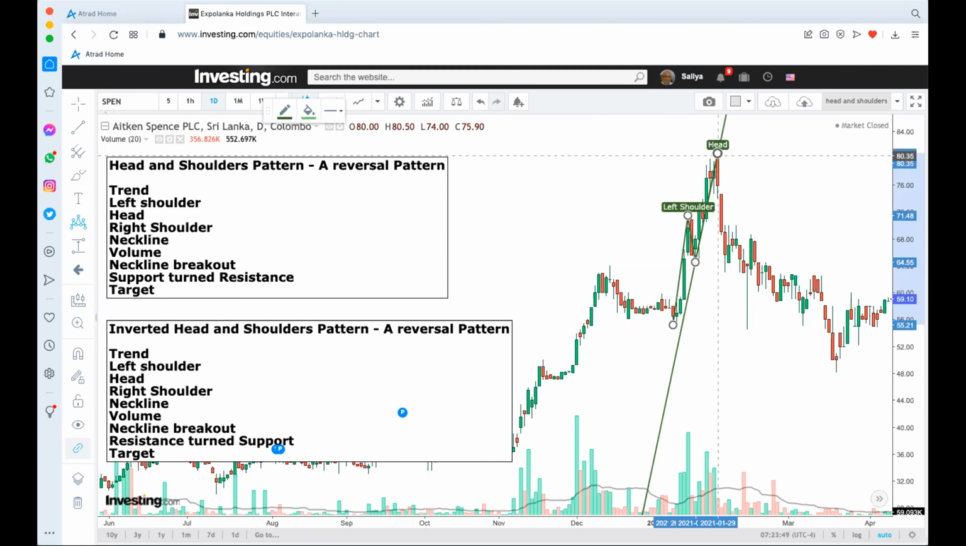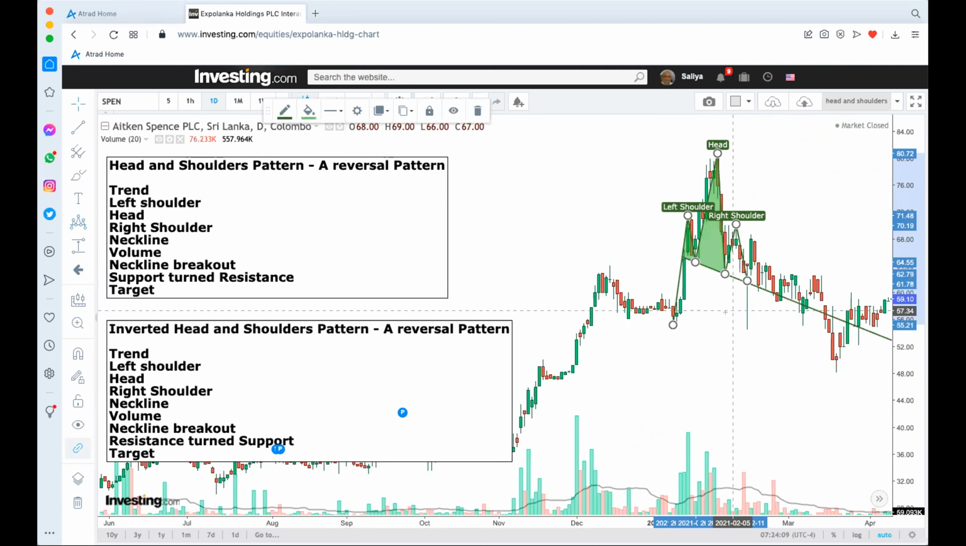Then along with the pullback, you will see the neckline being drawn. I'm going to use this low. Then you have this high, then it comes down to join this.